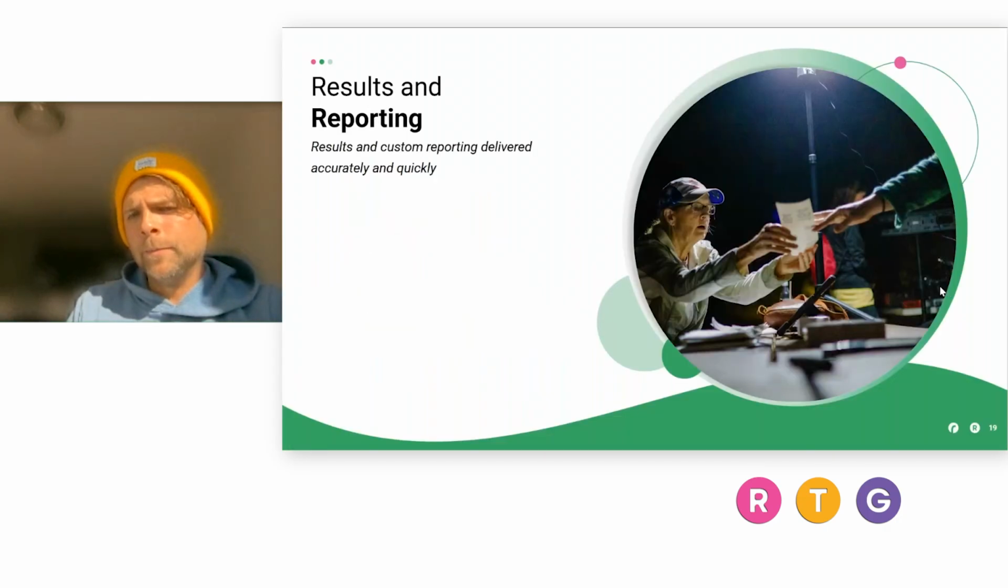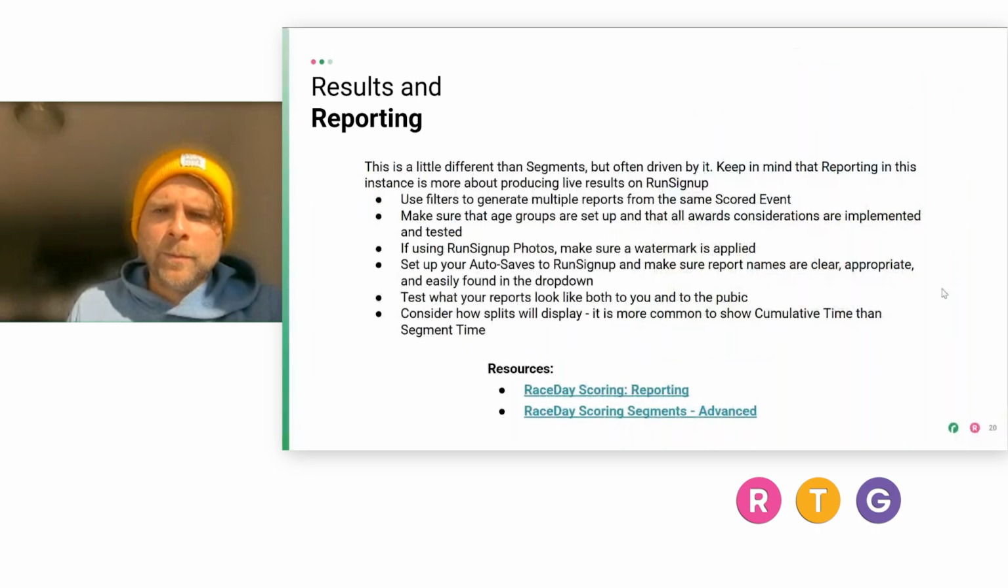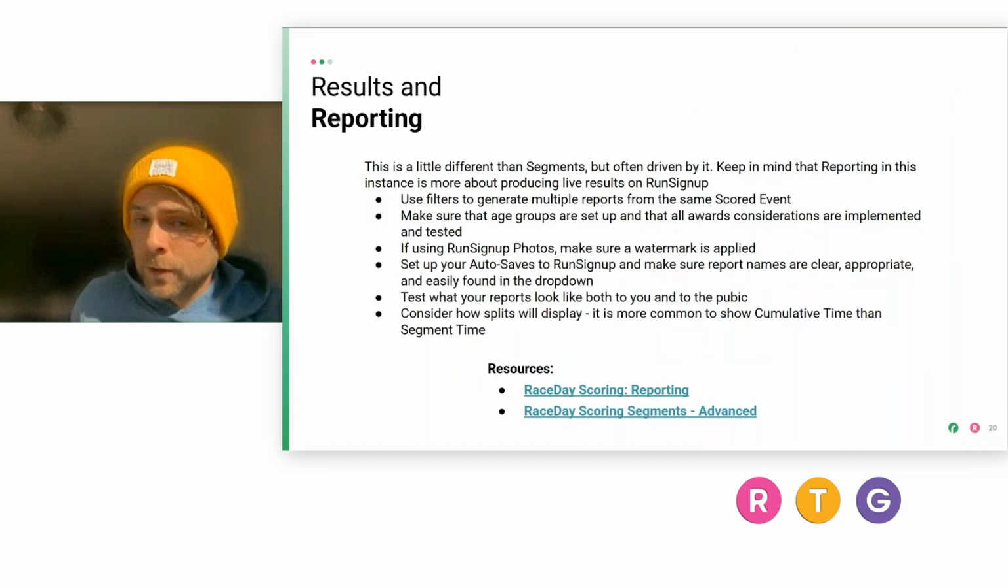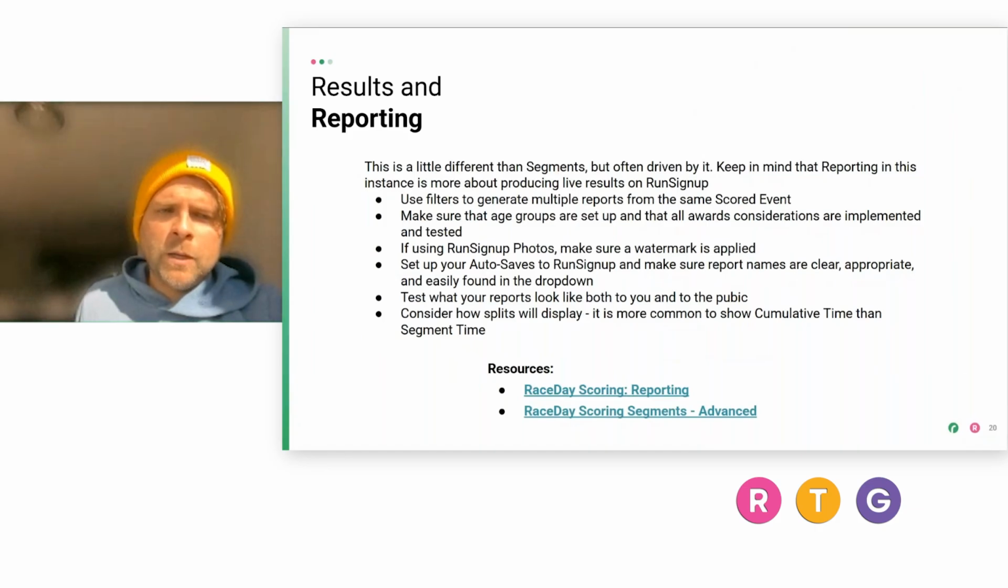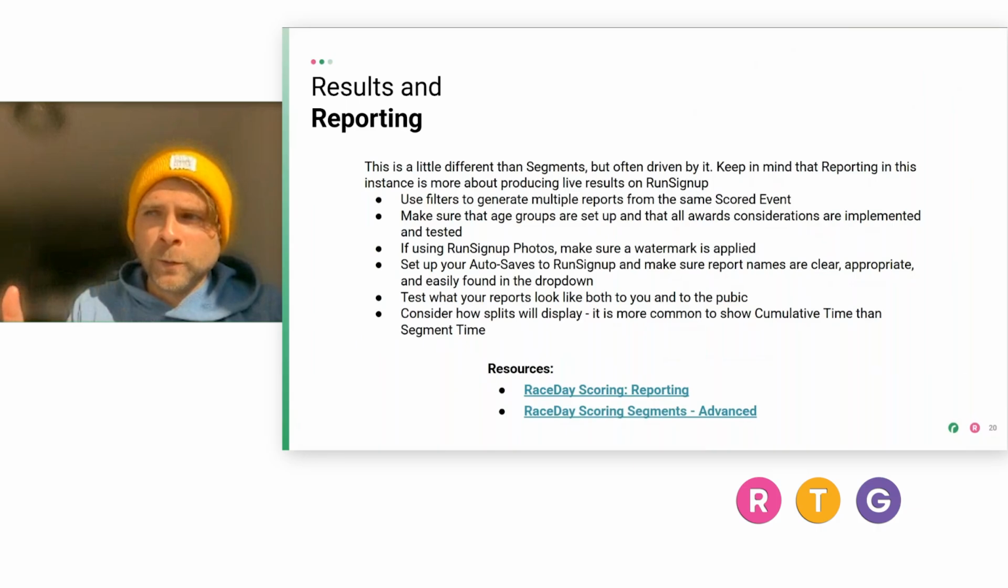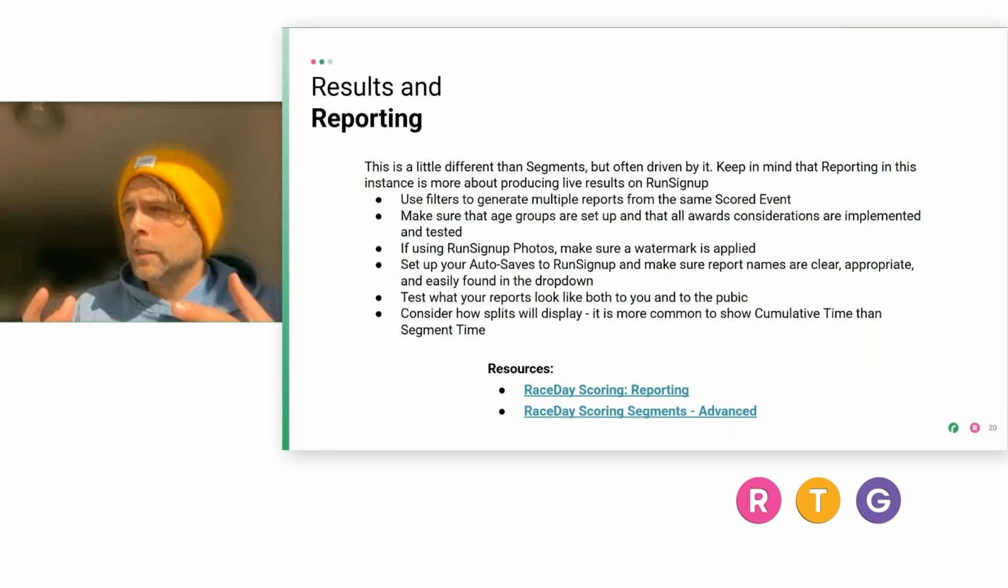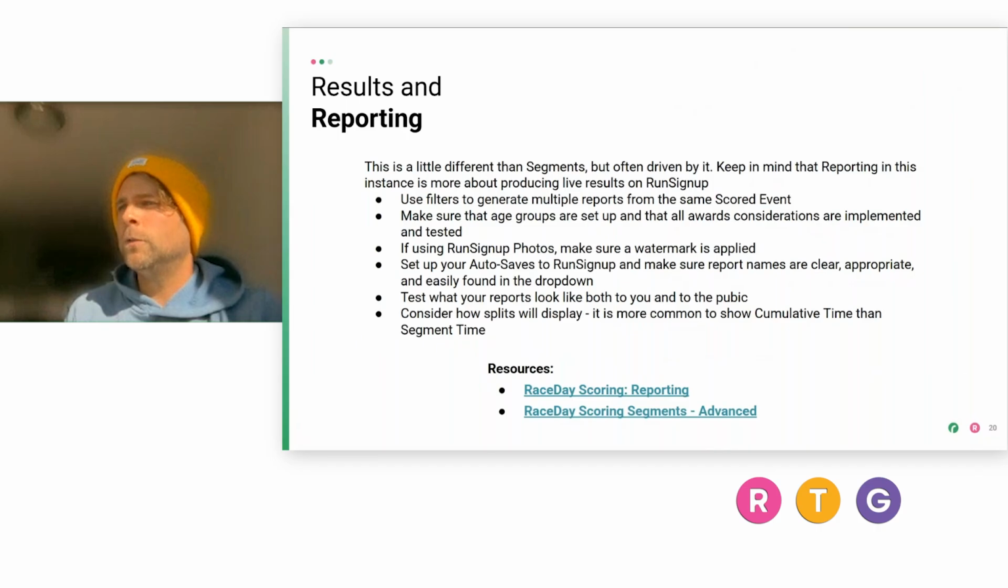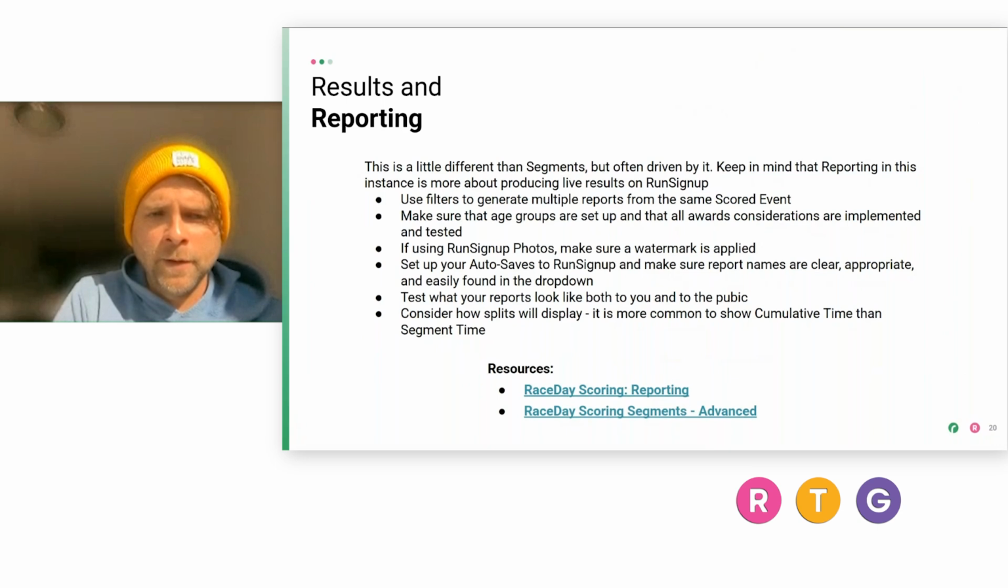Results and reporting is driven pretty heavily from what we just talked about with segments. And again, keep in mind that reporting, in this instance, is more about producing live results on RunSignup. So make sure that you're using filters to generate multiple reports for the same scored event. If you're doing a subset, maybe you have a firefighter report, maybe you have a founders report. Maybe everybody's in the same scored event, but you're having to filter out hand cycles for a certain autosave. Make sure that your age groups are set up and that all award considerations are implemented and tested.